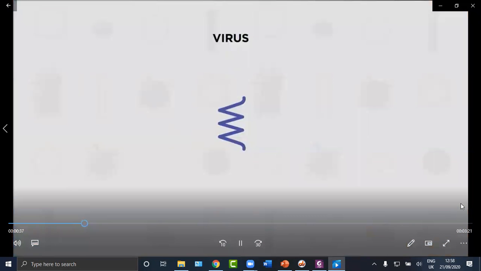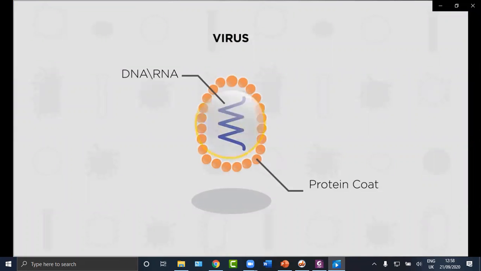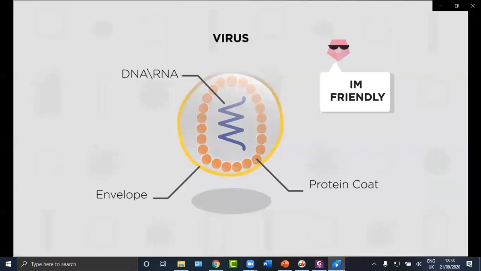Viruses are very simple. They are made up of a protein coat surrounding a strand of genetic material. The genetic material can either be DNA or RNA. Sometimes a membrane called an envelope surrounds a virus particle. This envelope isn't made by the virus, but is actually stolen from the membrane of the host cell. This is a great strategy by the virus. It makes it harder for the host cell to identify the virus as foreign.